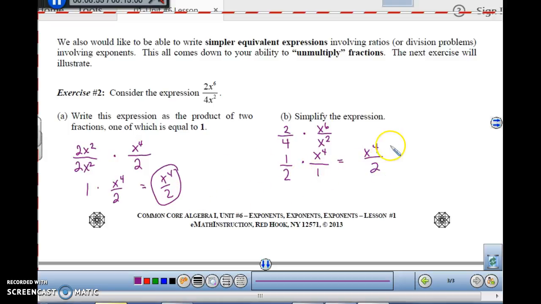Did I get the same answer? Yep. All we're doing here is taking out a GCF and simplifying it. This one, I'm just writing them as separate fractions and simplifying. Either way will work.